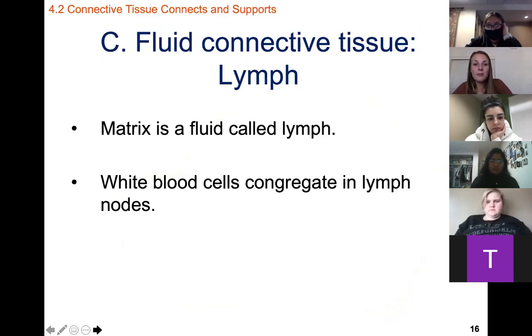Next, we have lymph. Lymph, it's kind of hard to say. I'm glad I'm not wearing a mask, because last semester when I had to say lymph while wearing a mask, it's pretty difficult. But lymph is the white blood cells that congregate in the lymph nodes, and it allows for fighting off infections. It helps prevent you from getting sick. So that's the only little tidbit we need to know about lymph.